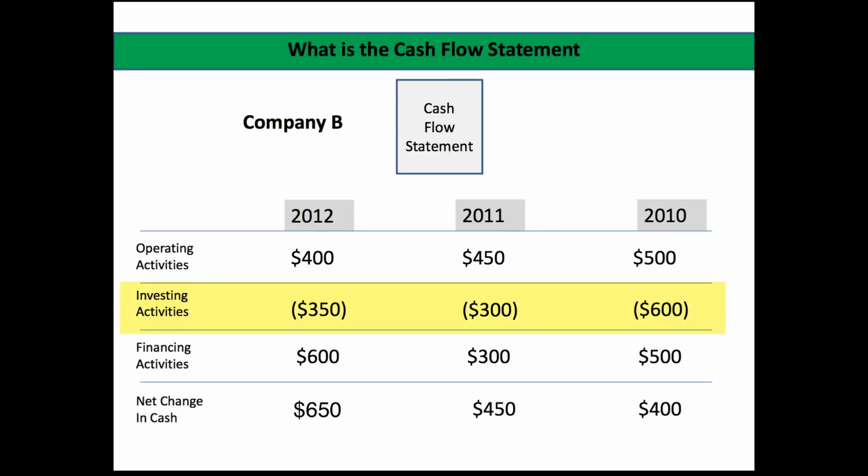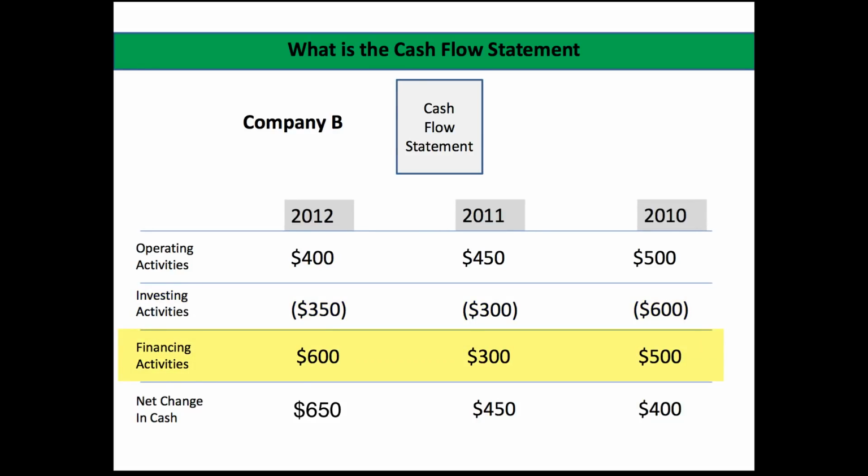So when we move down to the next line and we look at the investing activities, you can see that the investing activities are also slowly decreasing. Now from 2011 to 2012 it went up $50, but generally speaking it went from 600 to 300 to 350. And the reason that those investing activities are going down is because the operating activities are going down. They can't continue to invest at the same level that they were investing when they don't have the funds to do it.